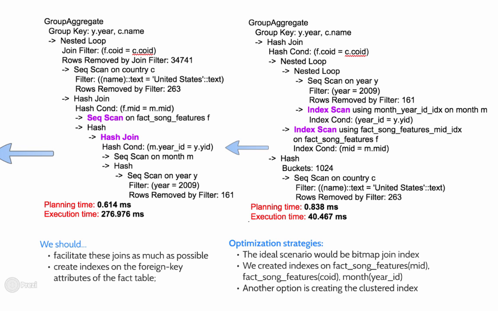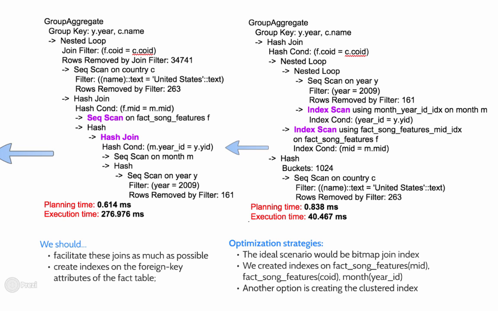Country has 264 values, year has 162 values. So if we could keep two bitmaps mapping year and country values into the fact table, we could perform an operation on these two bitmaps and extract from the fact table only those values which correspond to a country, like United States, and year 2009. In our case, we did the following.